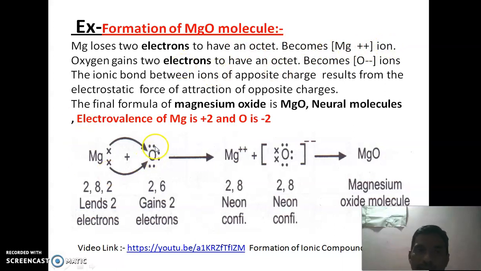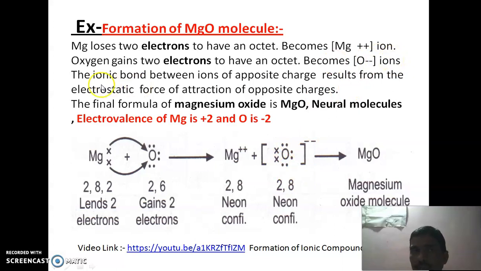On the other hand, oxygen has atomic number 8 and electronic configuration 2,6. Its outermost orbit has 6 valence electrons, and to complete the octet it requires 2 electrons. Okay, the oxygen requires 2 electrons, which means it gains 2 electrons to have an octet, and it becomes O--, the oxide ion.